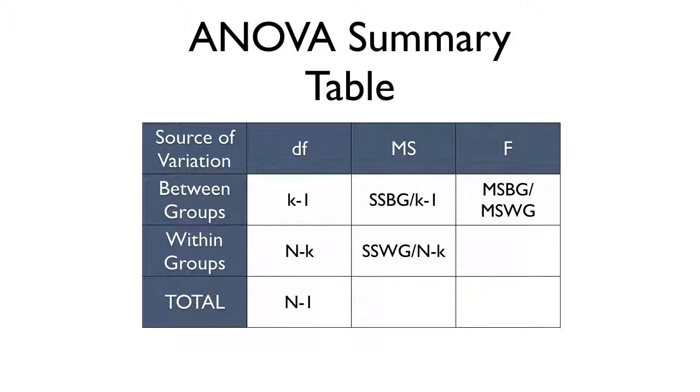Could be all 3 are different. Could be all k groups are different. But it might be that just group 1 and group 9 are different from each other. But like group 1, 2, 3, 4, 5, 6, 7, group 8, all the same? They could be. Yeah, because remember the null is just group 1 equals group 2 equals group 3 equals up to group k. The alternative is just that's not true. The most conservative way of saying that's not true is at least 2 groups are different.